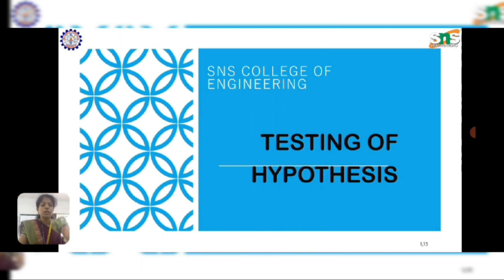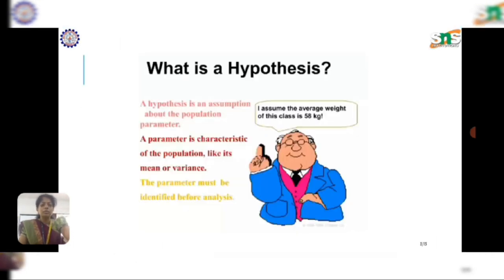Today I'm going to talk about testing of hypothesis. First of all, we should know what a hypothesis is. A hypothesis is an assumption about the population parameter. A parameter is a characteristic of the population, like its mean or variance. The parameter must be identified before analysis.